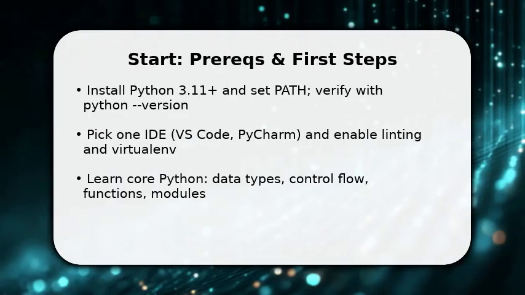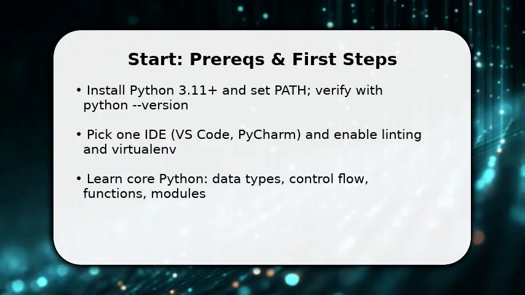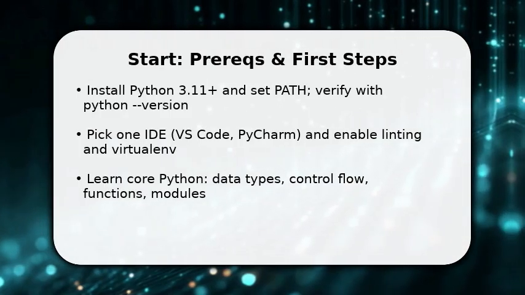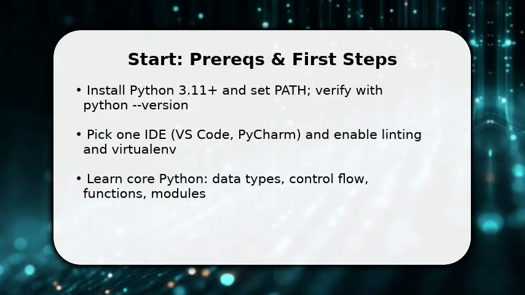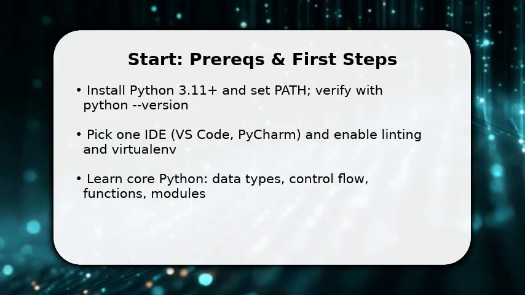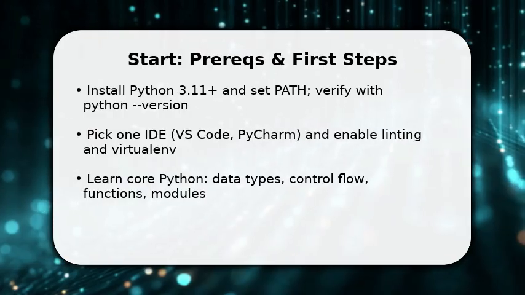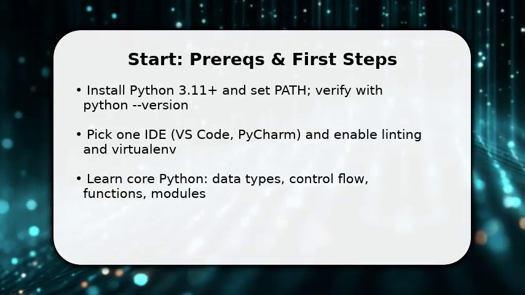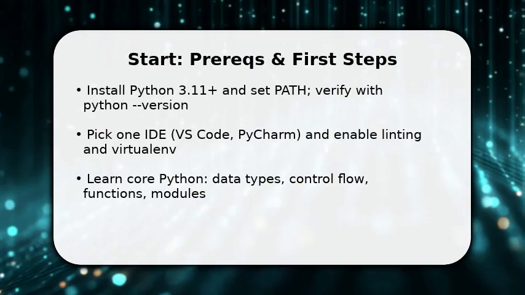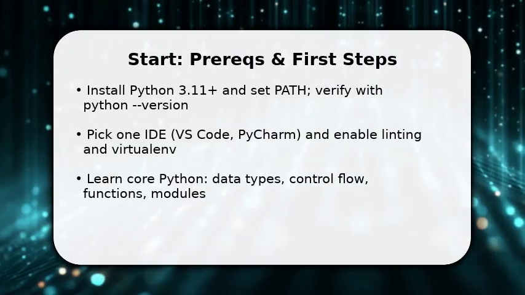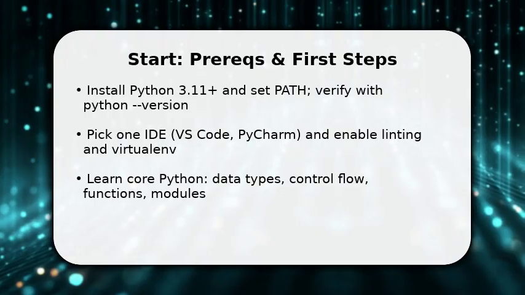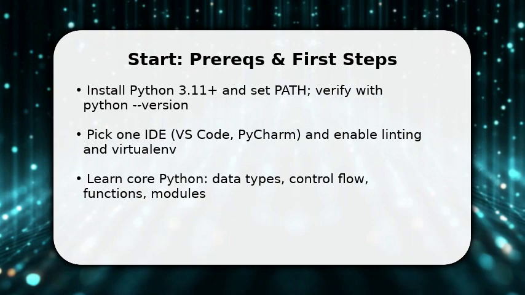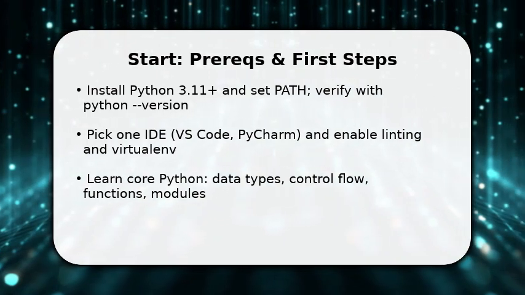You begin by getting the basics working so you can practice immediately. Install Python 3.11 or newer and confirm with python --version, then create a virtualenv and activate it. Choose one IDE, enable linting and run on file save. Learn core constructs, types, control flow, functions, and modules through small labs that automate simple tasks. Once done, write a script to parse logs. Make sure to use exceptions and logging so you build habit and confidence fast.